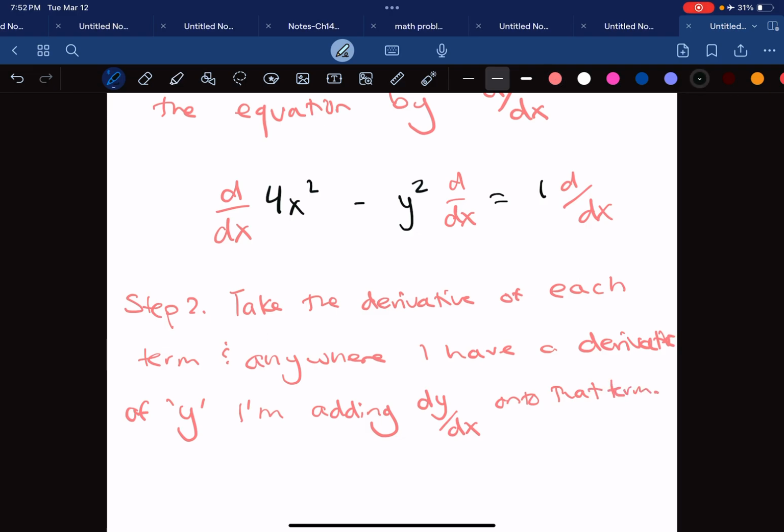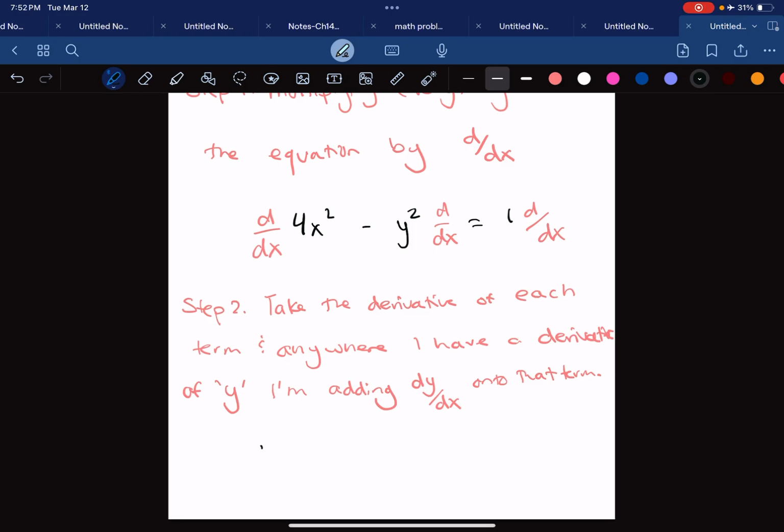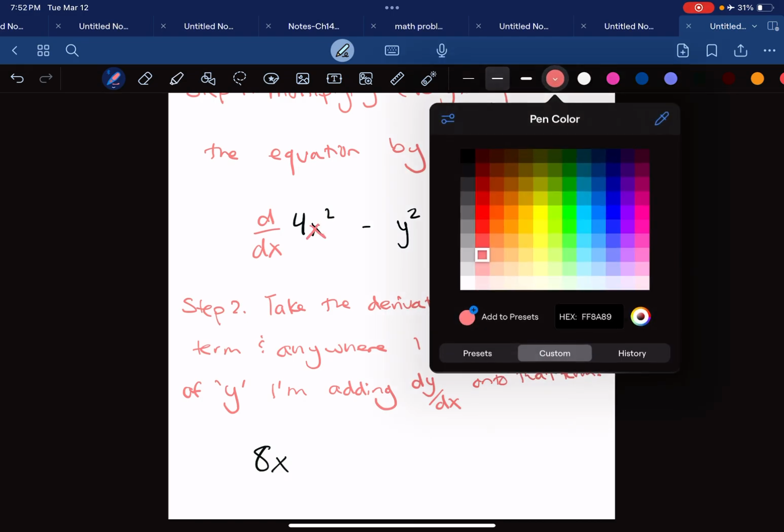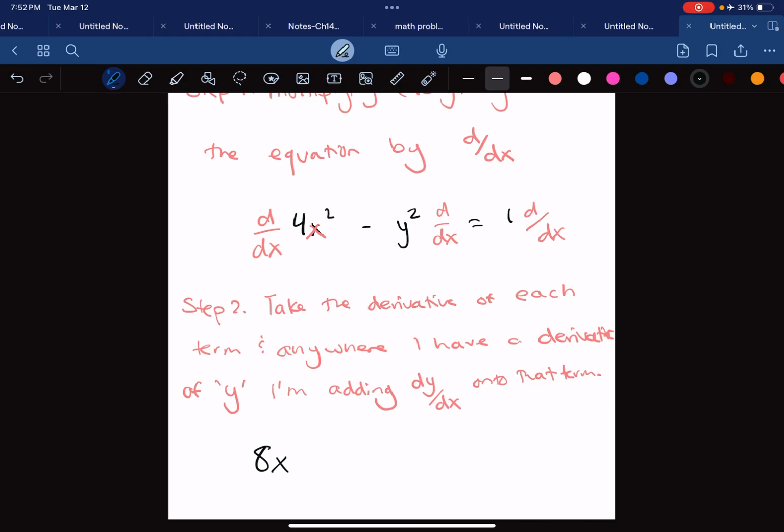That's a little wordy, but basically we have d/dx times 4x squared. If we take the derivative of 4x squared, we get 8x to the first power. This is a variable x, and we're taking the derivative with respect to x, so we don't need to tack on a dy/dx here. But for our second term, if we take the derivative of y squared, we get 2y, but we took a derivative of y, so now we have to tack on that dy/dx. And this is equal to the derivative of 1, which is just 0, because the derivative of a constant is 0.